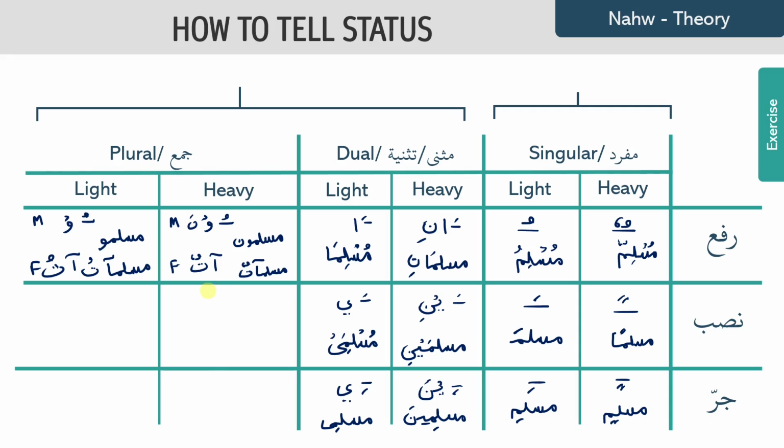So then the heavy version for the nasab is ina. I know the dual and the plural version look the same, but they do sound different. So one is muslimaini, this is muslimina. For the feminine it is atin. So muslimatin.